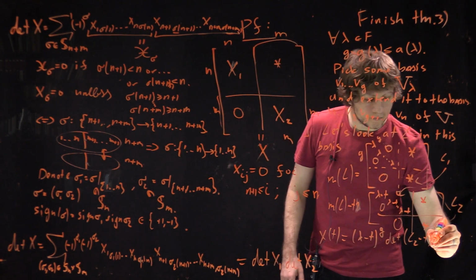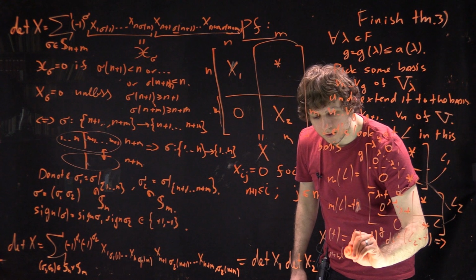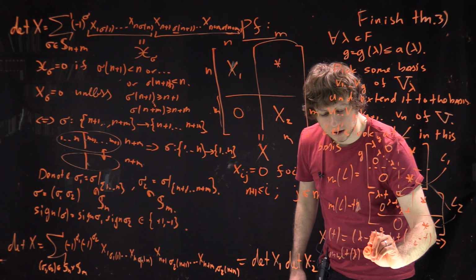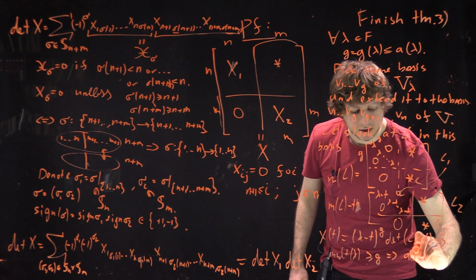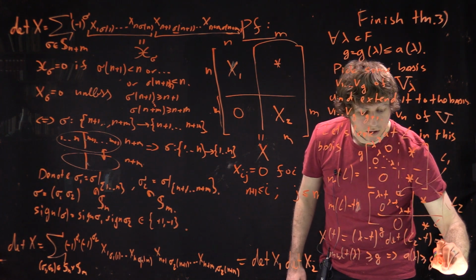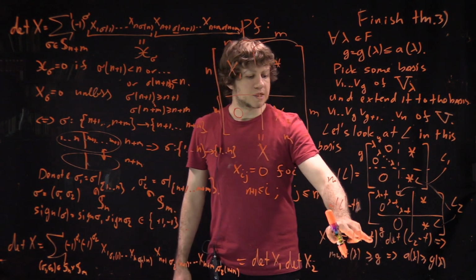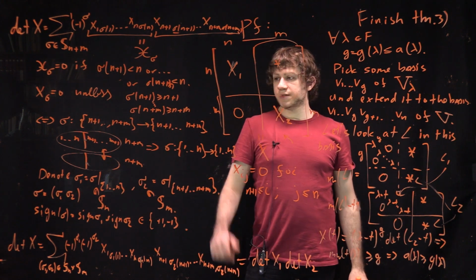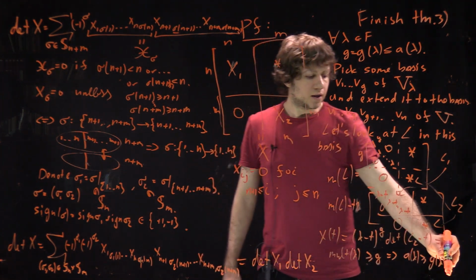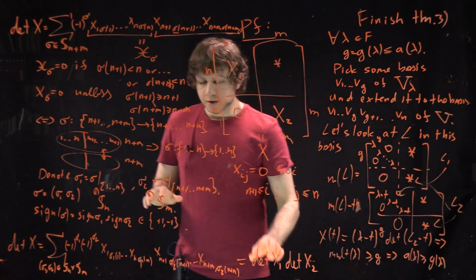And so it means that the multiplicity of lambda is greater or equal than g. So this a of lambda is greater or equal than g of lambda, just because we found that our polynomial is divisible by lambda minus t to the power g. This proves the theorem.